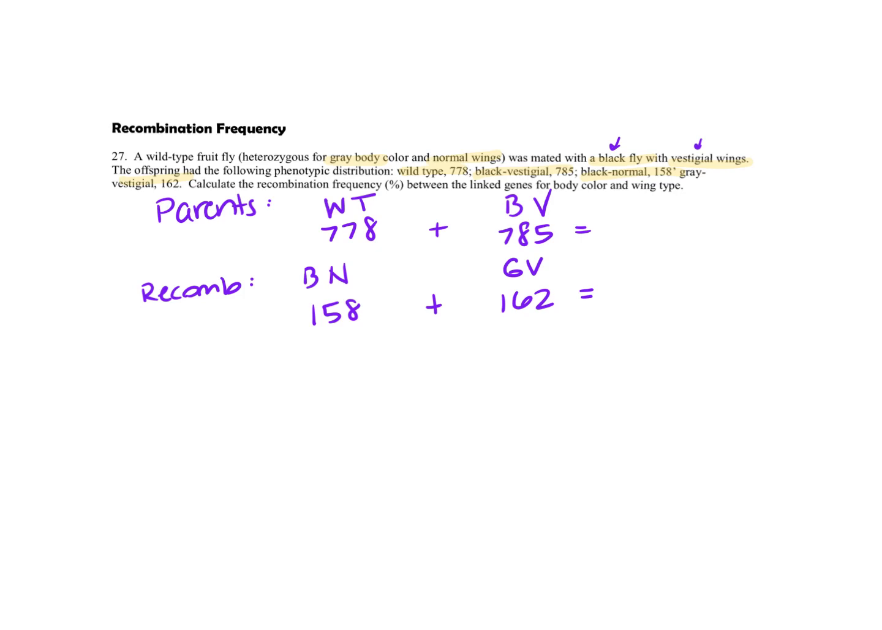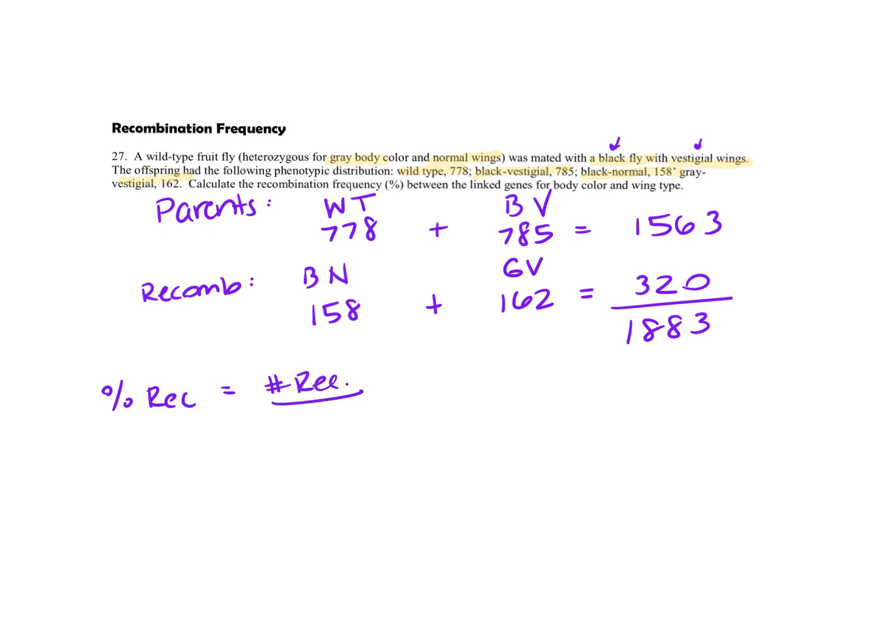To calculate the recombination frequency, I'm going to add all this together. It's easier if you add them separately first. So the parental types are going to be 1563, and the recombinants are going to be 320. You get the total number of offspring, which is 1883. Just add them together. And then to get the percent recombinants, you're just going to do the number of recombinants over the total times 100.